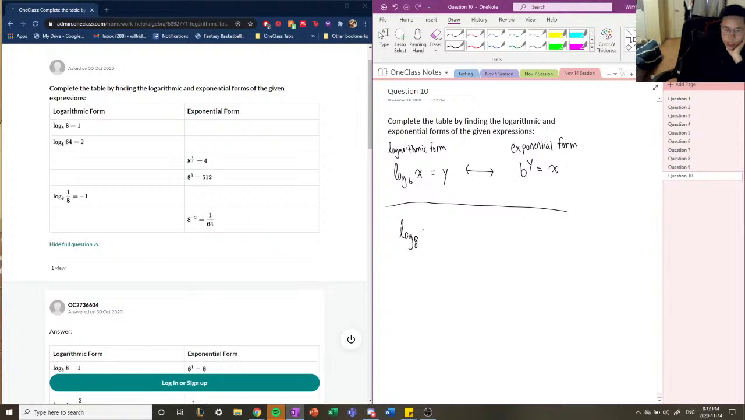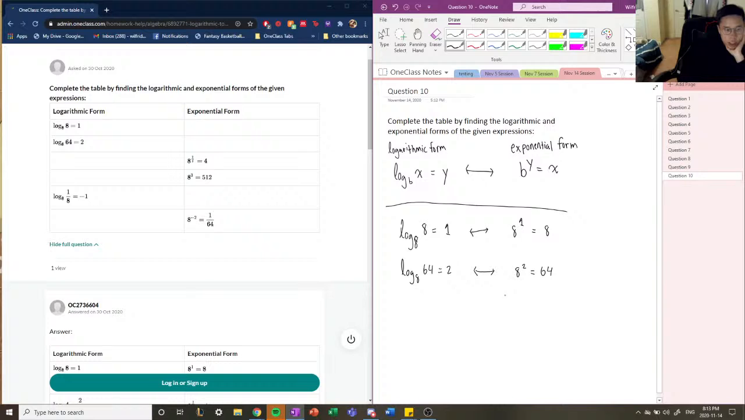log with base 8 with argument 8 equals 1. Okay? So what's the exponential form to that? Well, we have our base of 8. We have our exponent of 1. So 8 to the power of 1 equals 8. Cool. Next, what about log base 8 of 64, which is 2. So we see here that the answer to log base 8 of 64 equals 2 because 8 squared equals 64. So the exponential form would be 8 squared equals 64.